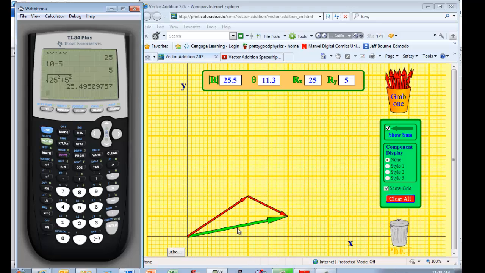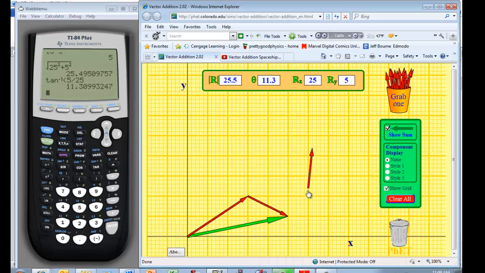And then to get this angle, remember we said that this is 5 and this is 25, so it would be the inverse tan of 5 divided by 25, and there's 11.3. Okay, now what if we had a third vector? Let's add a third vector here.